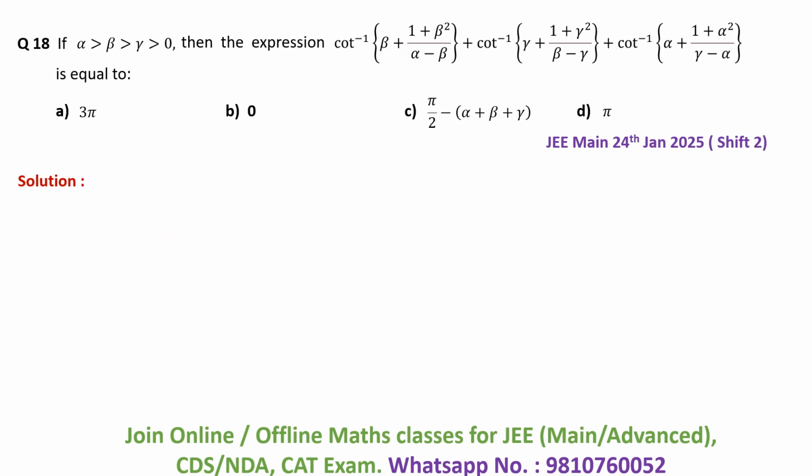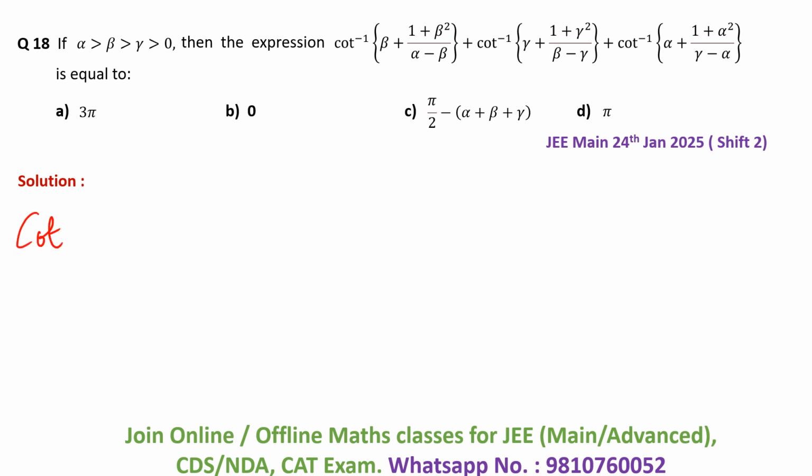Now students, this question is based on the topic of inverse trigonometry. It says if alpha greater than beta greater than gamma greater than 0, then the expression cot inverse of (beta plus (1 plus beta square)/(alpha minus beta)) plus cot inverse of (gamma plus (1 plus gamma square)/(beta minus gamma)) plus cot inverse of (alpha plus (1 plus alpha square)/(gamma minus alpha)) is equal to. Now let's start with the first term.